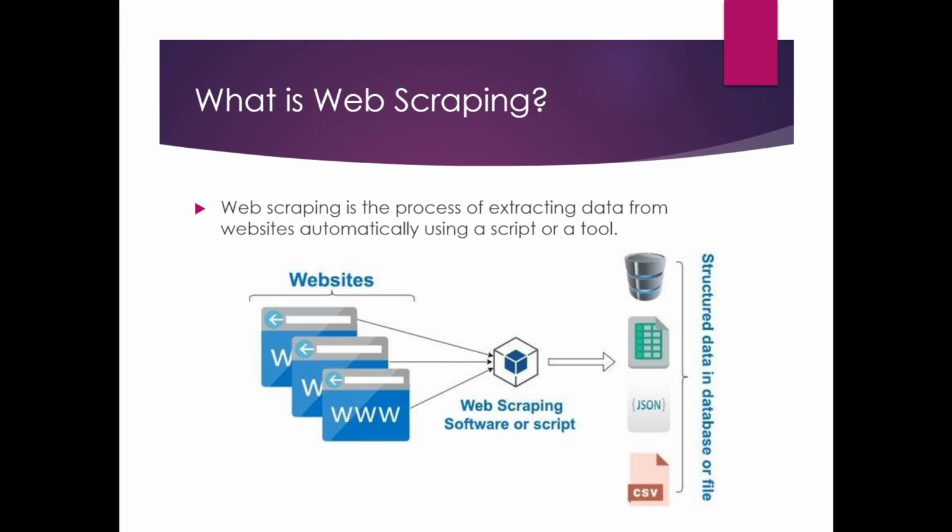So first we have to understand what is web scraping. Web scraping is the process of extracting data from websites automatically using a script or a tool. So let us say we have a lot of data present in a website. We use some kind of a script to extract that data and then we can store it into structured data in databases or files such as JSON, CSV or Excel files.